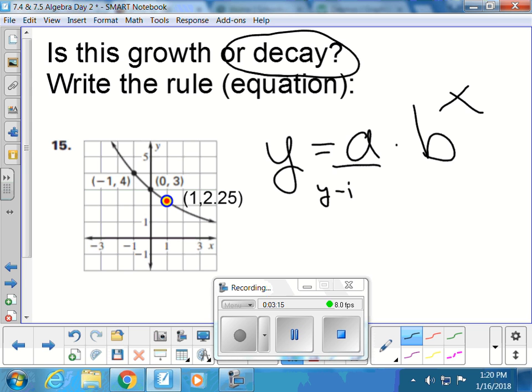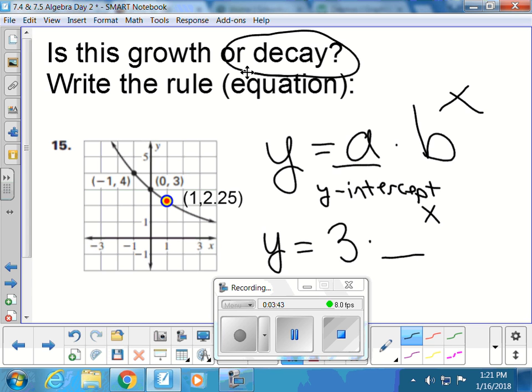Now, a starting point on a graph is nothing more than a y-intercept. So what is the value of the y-intercept on this graph? Where is it touching the y-axis? This is our y-axis. Where's it touching the y-axis? Ding, ding, ding. Right here at 3. Oh, you're going to say 3? Good. Yeah, right there at 3. So you're going to put your 3 in for A, and then your x remains your exponent.